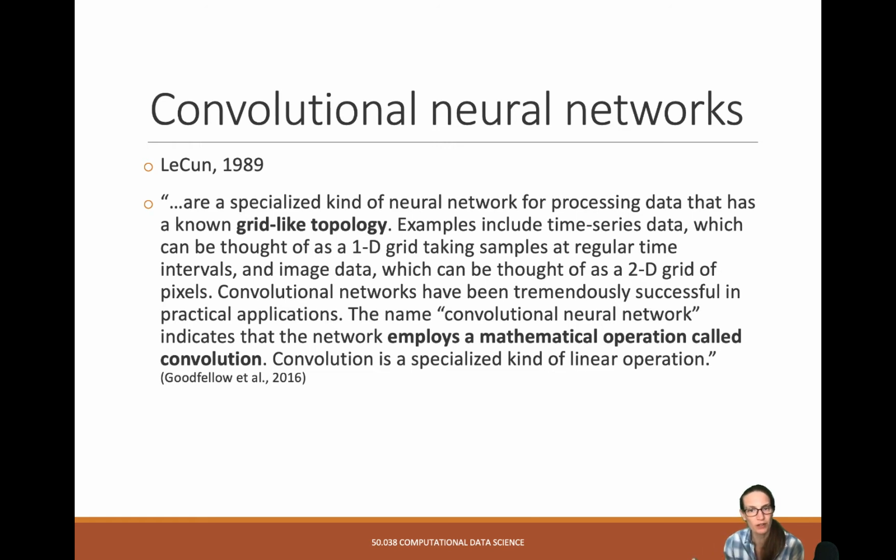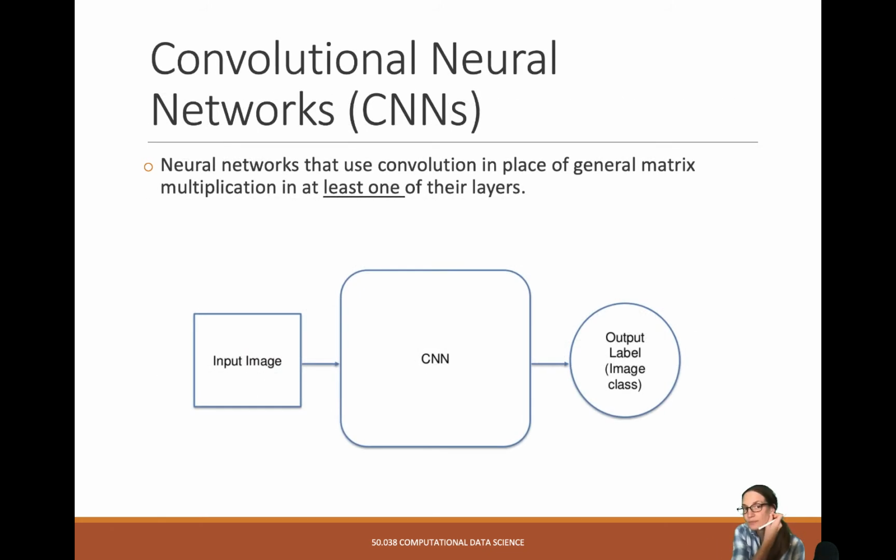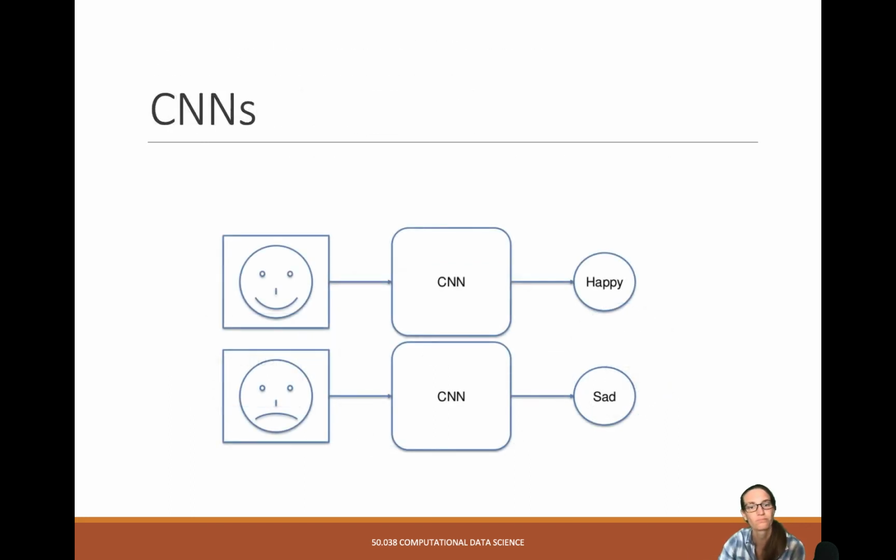So convolutional neural networks have been tremendously successful in practical applications, right? The name convolution comes because it employs a mathematical operation called a convolution. This is a type of linear operation that we'll be practicing later in the lecture. So we call a convolutional neural network one that uses at least one layer of these convolutional operations. Okay, so with a CNN, you feed it an image and it will make a prediction, in this case a sentiment prediction.